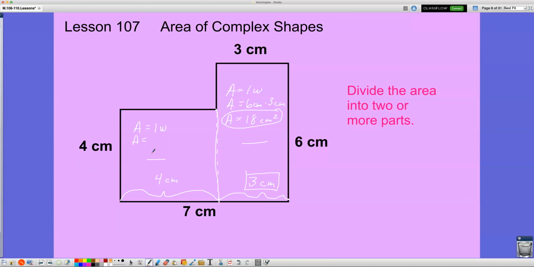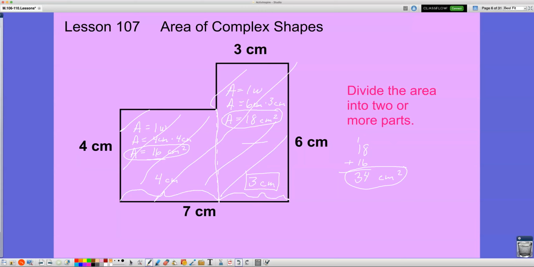So now I have a box, a square. Basically, this is 4 centimeters times 4 centimeters, so the area would be 16 centimeters squared. The area of this box is 16 centimeters squared, and the area of this rectangle is 18 centimeters squared. Now I just have to add those together. 18 plus 16 ends up being 34 centimeters squared. That would be the complex shape, the whole thing, all the way across on the inside.